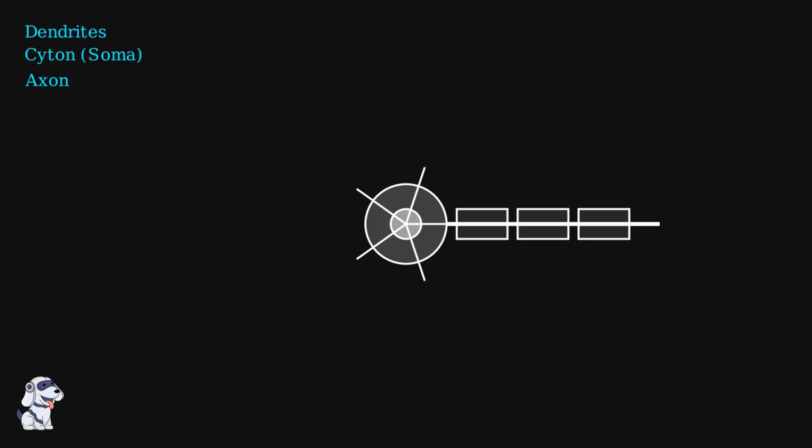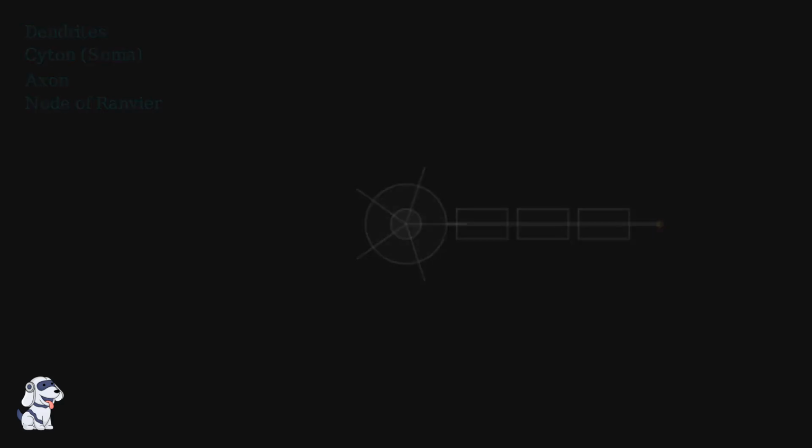To ensure speed, segments of the axon are covered by an insulating myelin sheath. Gaps between these sheaths are known as nodes of Ranvier, where the signal is refreshed as it jumps along the fiber. Watch the signal propagate through the circuit. This unidirectional flow allows for complex communication across the entire nervous system.